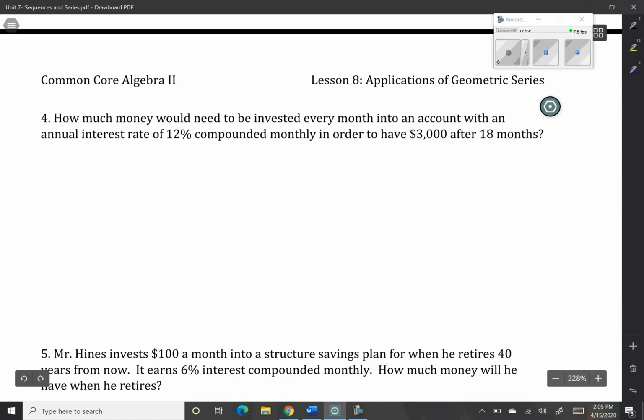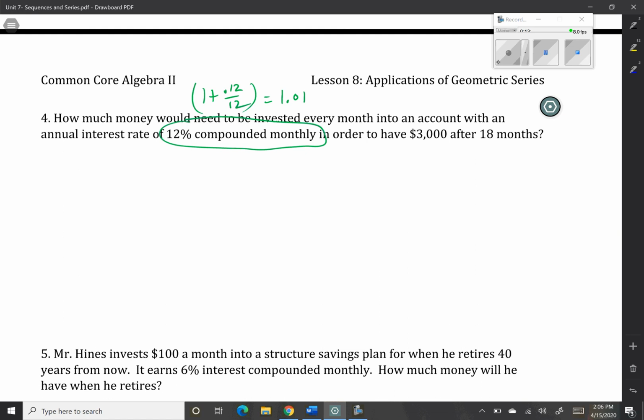Next problem sounds very similar. So it says how much money would be needed to invest every month into an account for an annual interest rate of 12% compounded monthly. So 12% compounded monthly, that's going to be 1 plus 0.12 divided by 12. If I plug that into my calculator, just to make it easy for us, I get 1.01.